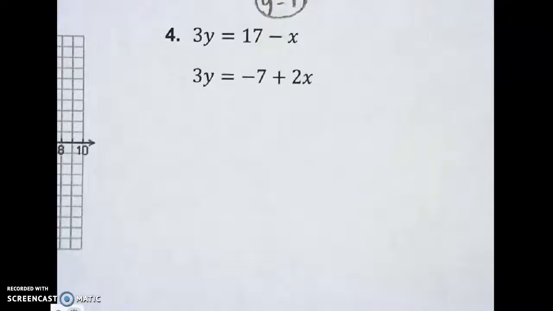This is Southwest 212. This is number 4 on your review number 2. Let's take a look at this. Remember, you get to pick any method. It says at the top, use any method you pick.